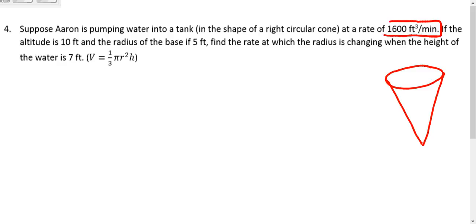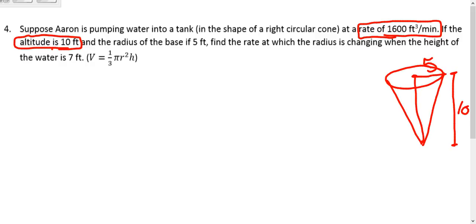So that's going to be important. It's a rate, and we're talking about related rates. If the altitude, so how high, is 10 feet, so from here to here, it's 10 feet tall, and the radius of the base is 5 feet, find the rate at which the radius is changing when the height of the water is 7.